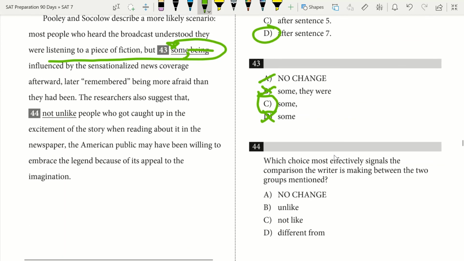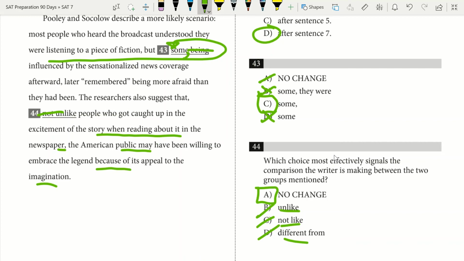So these researchers also suggest that, not unlike people who got caught up, okay, "not unlike," which just means "like," that doesn't mean that that's wrong. If we have the word "like," I'd rather use that, but I see I have "unlike," "not like," and "different from." So these researchers also suggest that, like people who got caught up in the excitement of the story when reading about it in the newspaper, the American public may have been willing to embrace the legend because of its appeal to the imagination. That needs to be "not unlike," not "not like" and not "different from," because that's showing something similar. So our correct answer there would be A.